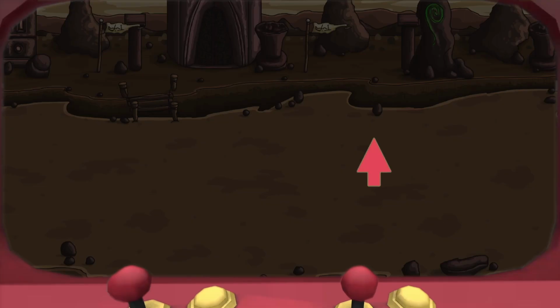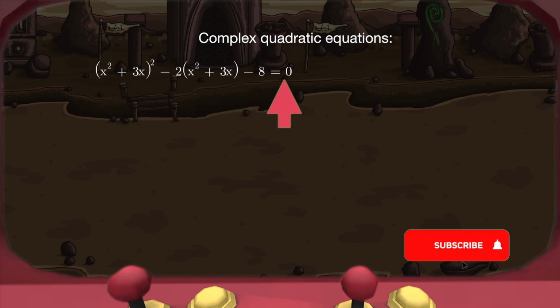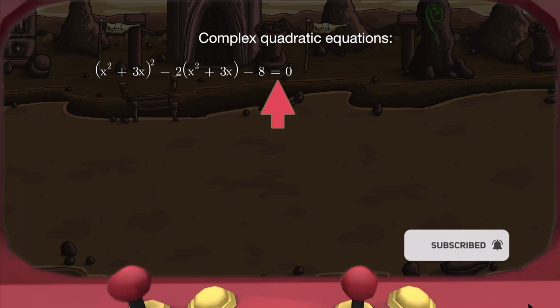In today's lesson, we are going to learn about complex quadratic equations. Before we start, we need to know how to identify a complex quadratic equation. Now, let's have a look at this example.